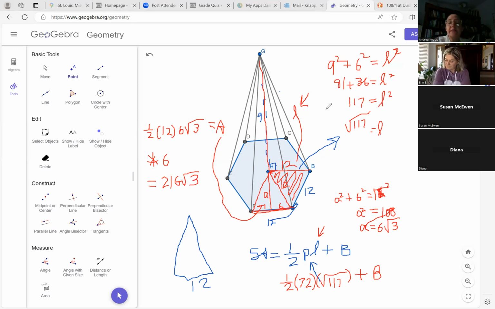Okay, now let's go back and fix this mistake over here. Instead of 9 squared plus 6 squared equals L squared, it should have been what Aaron was telling you. What do you think? It's from the center to this vertex. It's 12 because we have a regular hexagon. So it should be 81 plus 144.